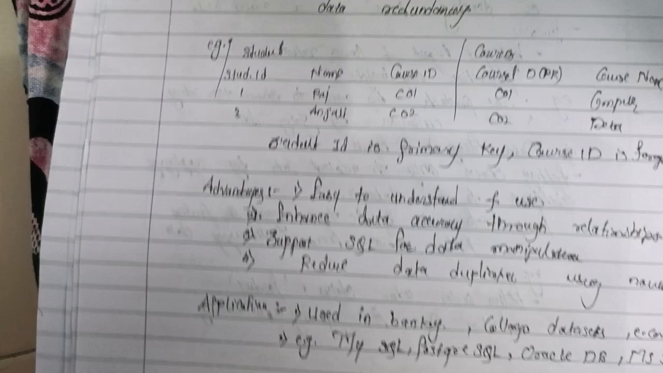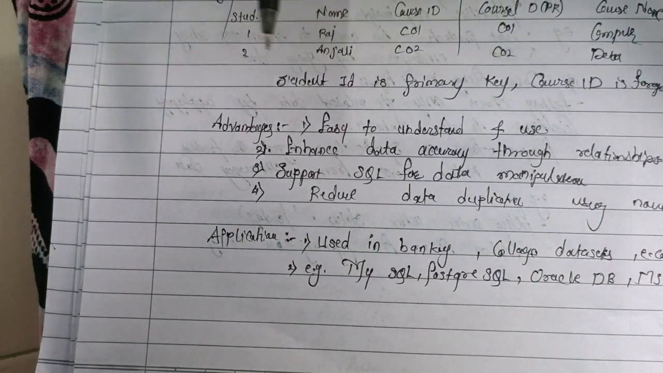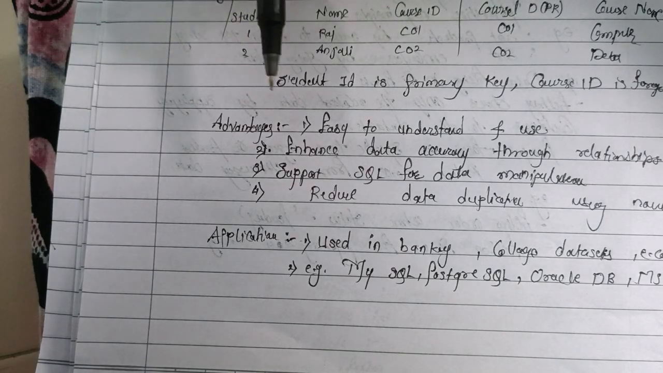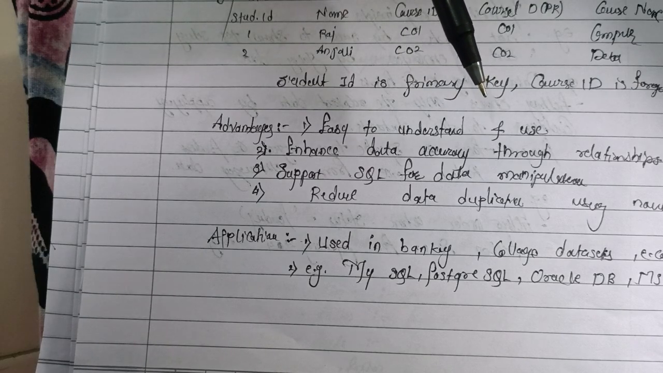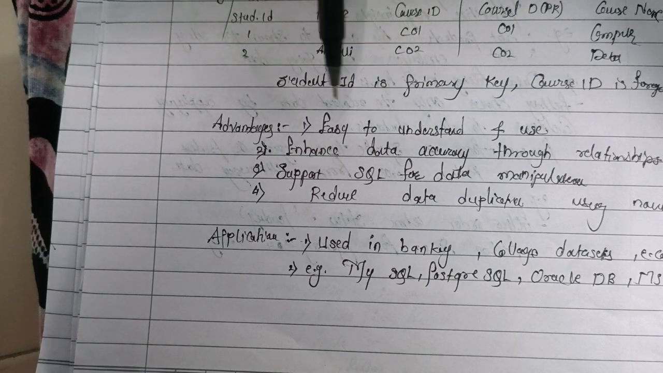So there are some advantages and applications of the relational data model. One of the most useful advantages is that it is easy to understand and use. The second is that it ensures data accuracy through the relationships.